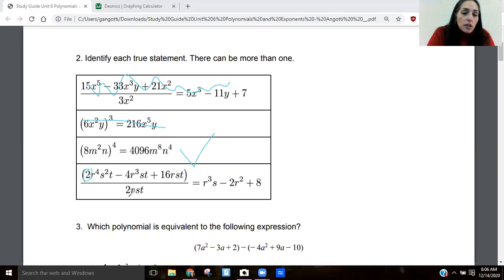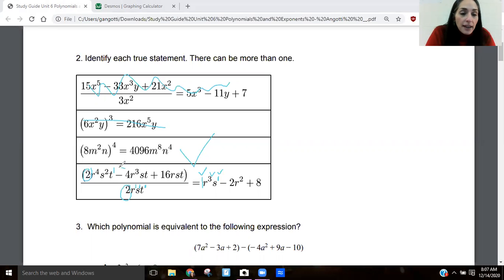So 2 divided by 2 is 1, and there technically is a 1 there, so that's all right. R to the 4th divided by R, that's really R to the 1st, is R to the 3rd, because you would subtract 4 minus 1. S squared over S to the 1st would be S to the 2 minus 1, so that would be okay. And then T, that's really a T to the 1st over T to the 1st. 1 minus 1 is 0, which means T to the 0 power, anything to the 0 power is 1. They just go away. So this first term is A-okay.